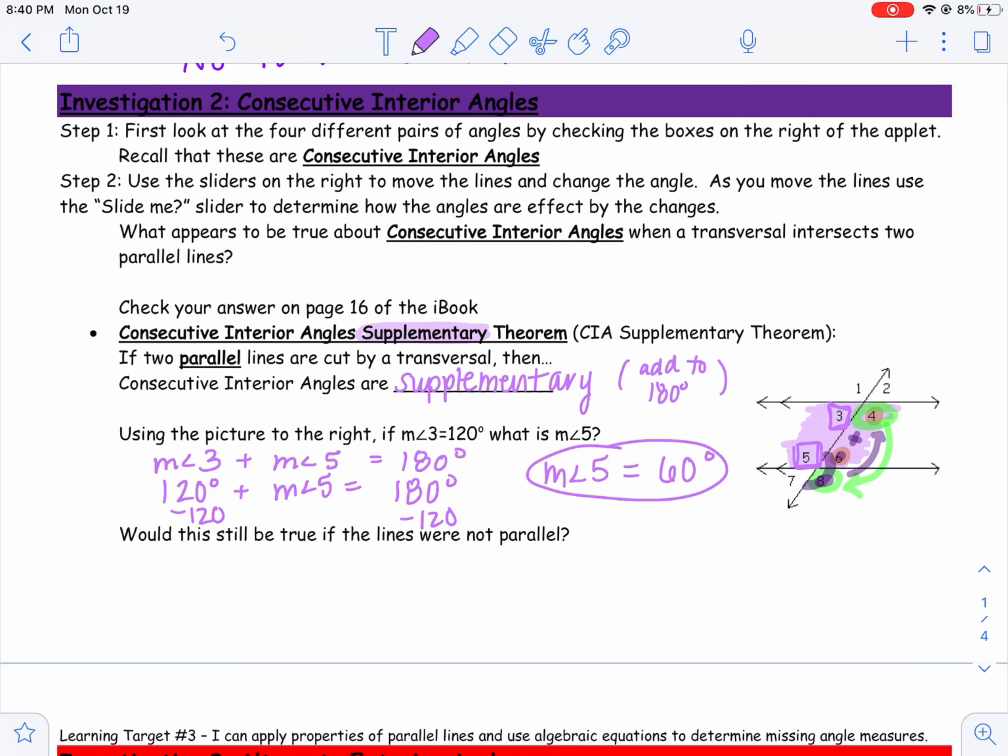Would this still be true if the lines were not parallel? Well, this theorem specifically states that it must be two parallel lines. So no, it would not.